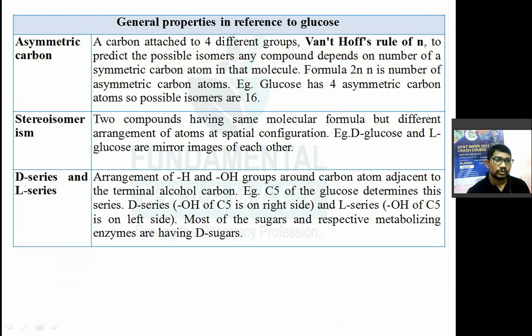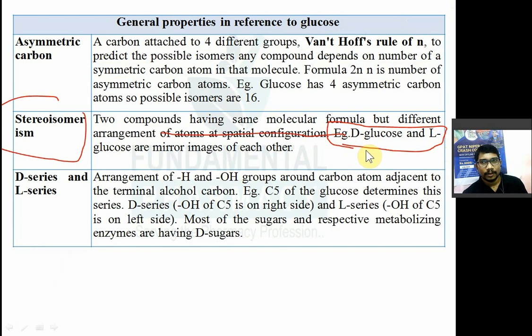Stereoisomerism: two compounds having the same molecular formula but different arrangement of atoms in space, that is, a different spatial configuration. For example, D and L glucose, as I said. Why D and L glucose? Because there is a difference in the arrangement of the hydrogen and hydroxyl group at carbon number 5, compared to carbon number 6. So stereoisomerism. What are D and L series?